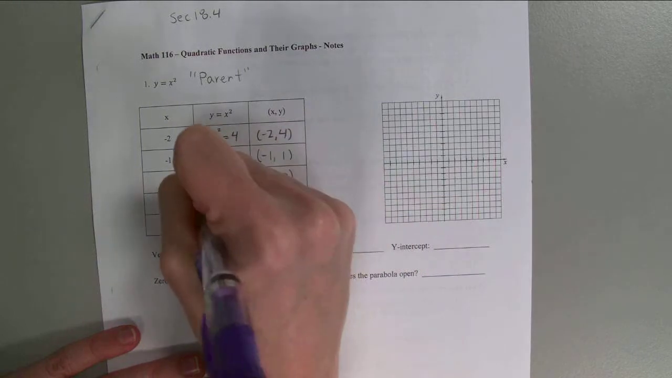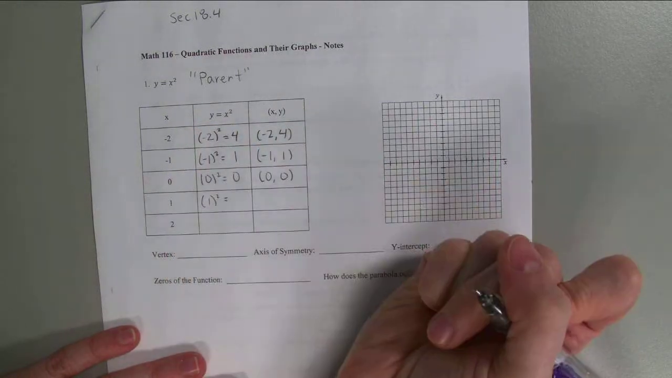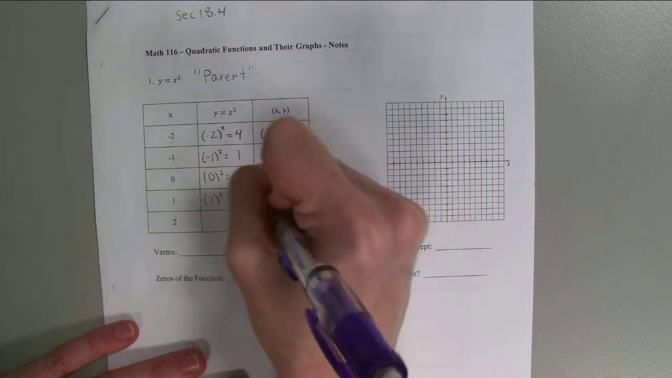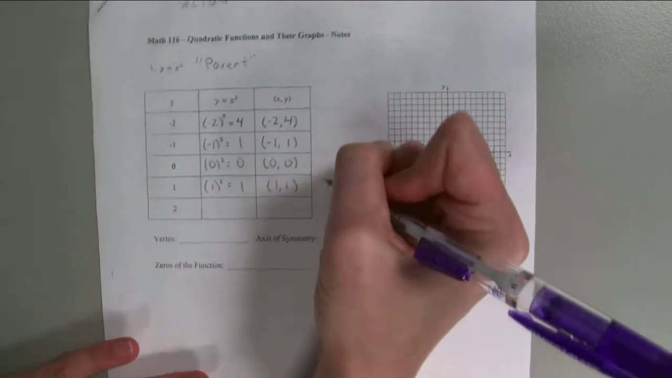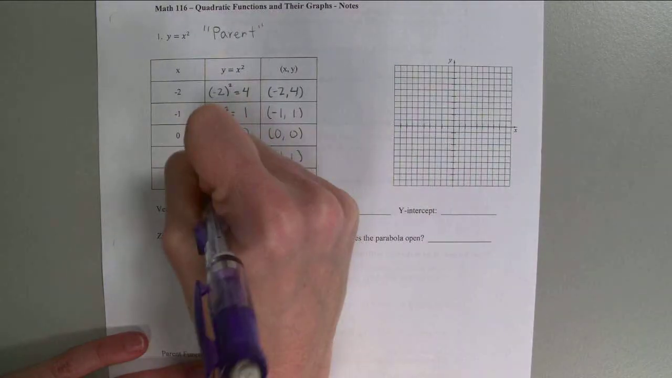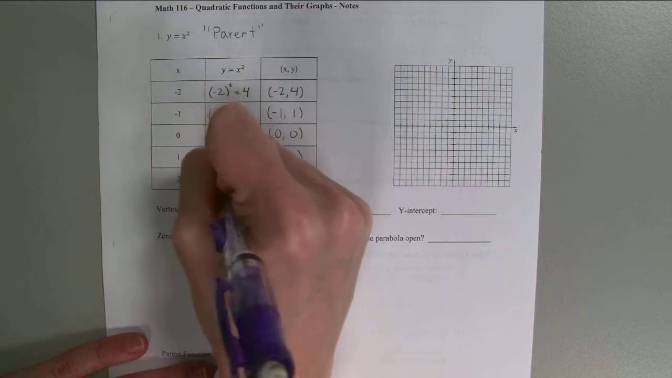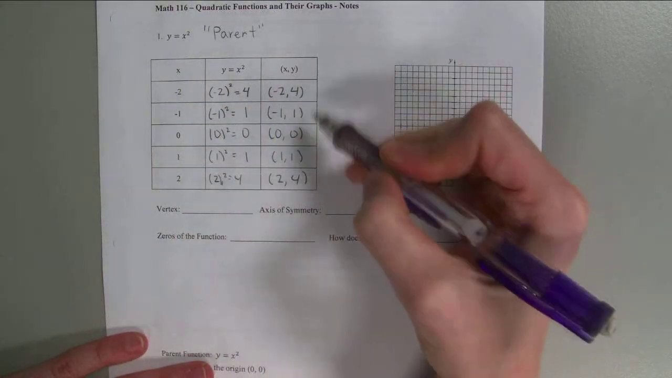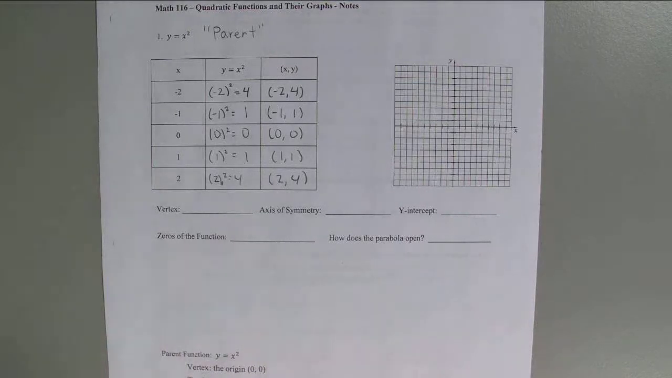What happens when we square 1? It's still positive 1, right? And what happens when you square 2? You get 4, okay? So these are 5 ordered pairs that are going to be on our graph, okay? So let's go ahead and plot them.